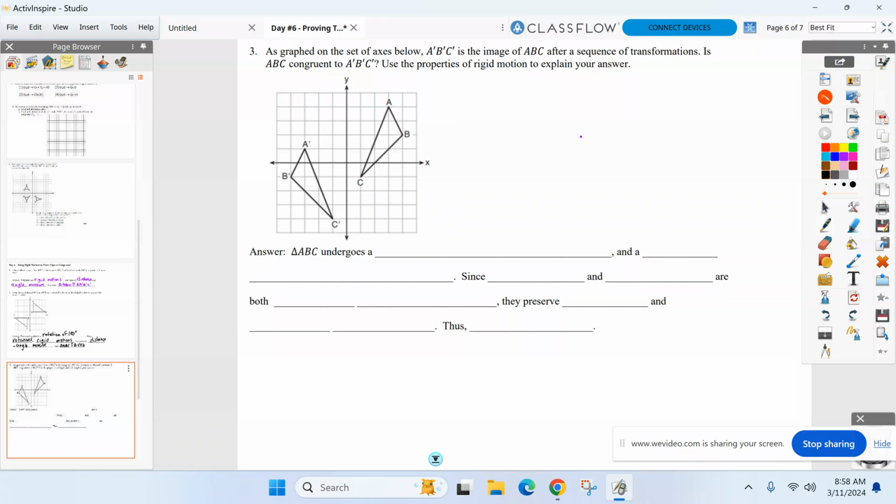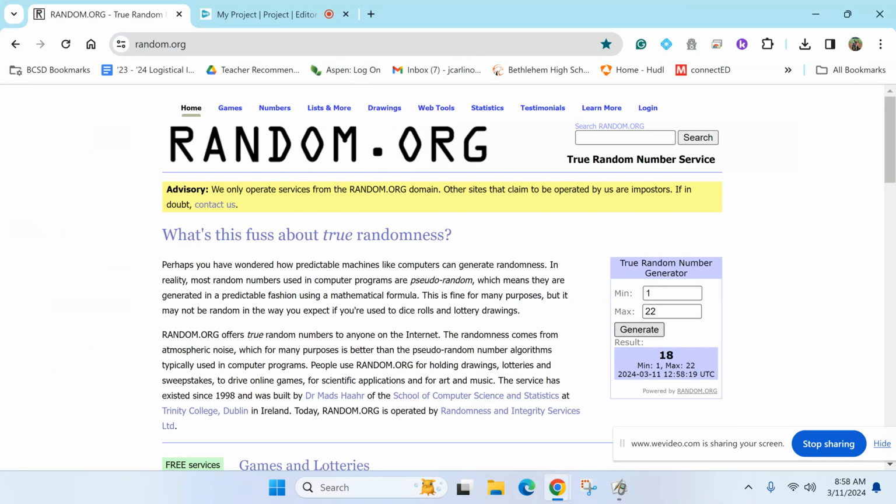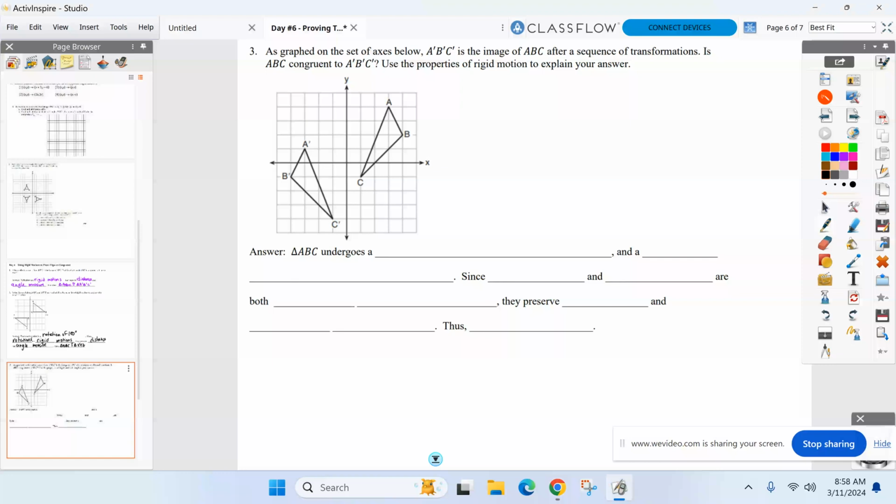Think we got it? All right, let me know what you got. Let me know the two that occurred. Woo, here we go. Lily, hello. A reflection over the y-axis and a translation down. Good job. Yep. All right, so here you go.